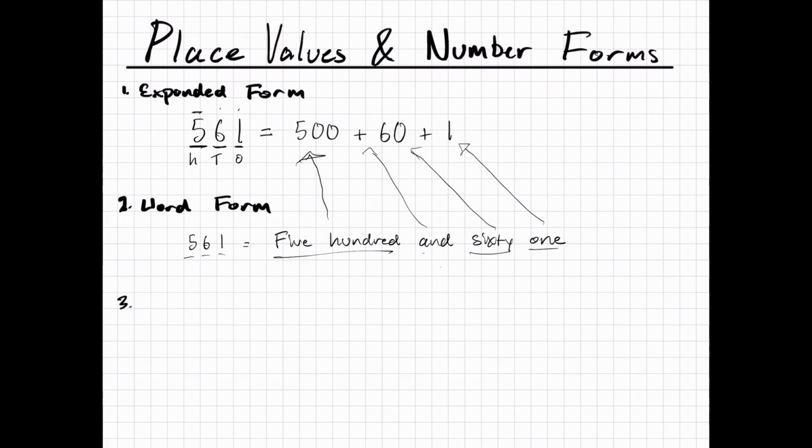So basically what we have here is expanded form, word form, and then the third form is very simple. It's just called standard form. And standard form is the one I've been describing to you this whole time. Standard form is just 561. That's just how we write the number, right? Because we don't want to have to always put this 500, 60, and 1 every time we want to write a big number, right? We can just condense it into this format, right? Always remember, though, in standard form, there are things that are very important.